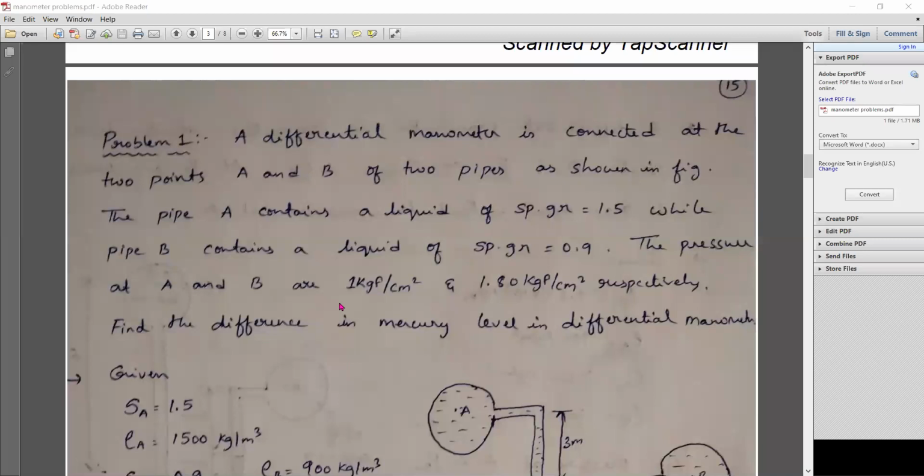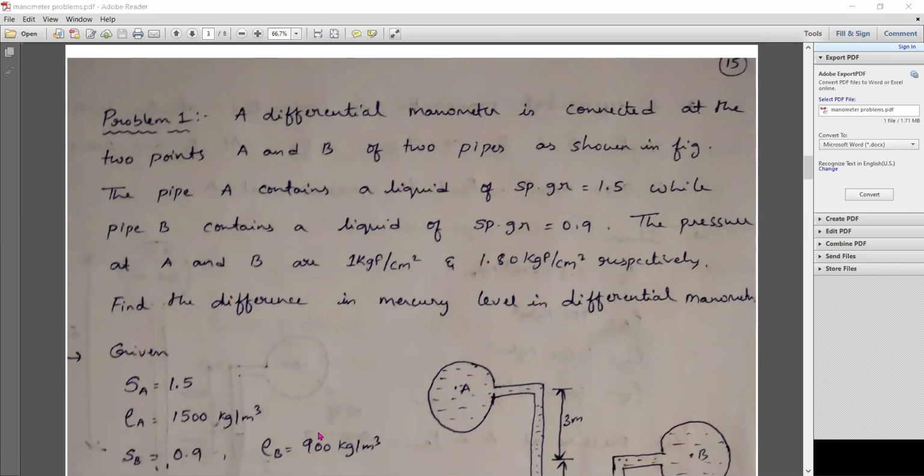Right, after that, next what he gave? He gave the specific gravity of liquid B. So SB equal to 0.9. Then find the density of fluid B. So rho B equal to 0.9 into 1000. 0.9 into 1000 is 900 kg per meter cube. Right, these two terms are given. From this, we need to find the density of the fluids.